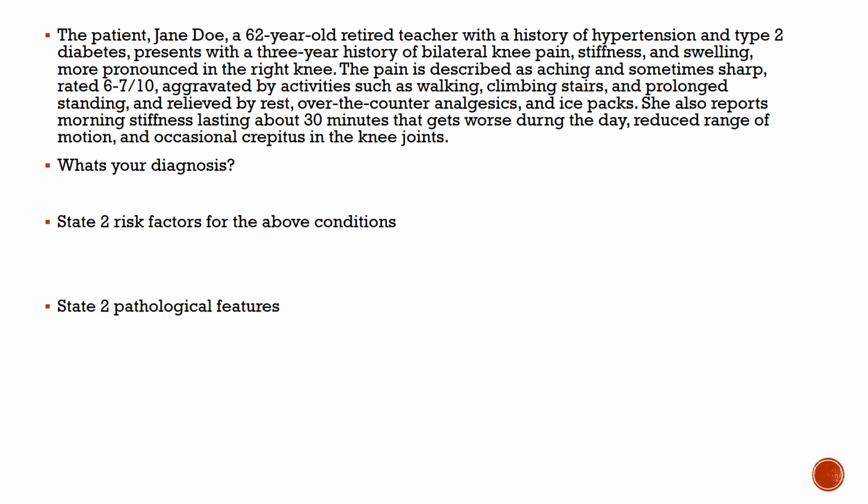Okay, the trick is all here. Leave alone all these statements, the hypertension, type 2, this is just to make you confused. The trick starts from here: bilateral knee pain, stiffness and swelling, which doesn't necessarily have to be either osteoarthritis or rheumatoid or gout, anything. But this is where the trick comes.